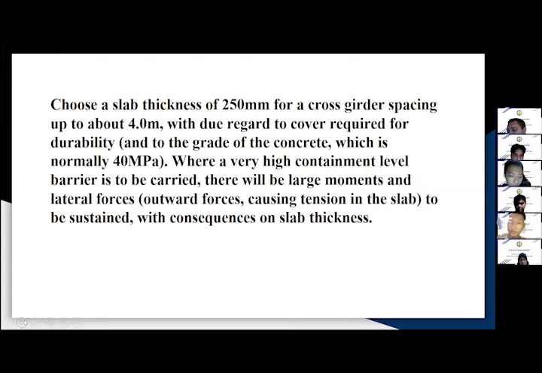Choose a slab thickness of 250 millimeters for a cross girder spacing up to about 4 meters, with due regard to the cover required for durability. Where a very high containment level barrier is to be carried, there will be large moments and lateral forces to be sustained, with consequences on slab thickness.